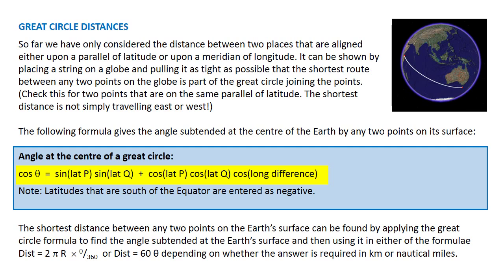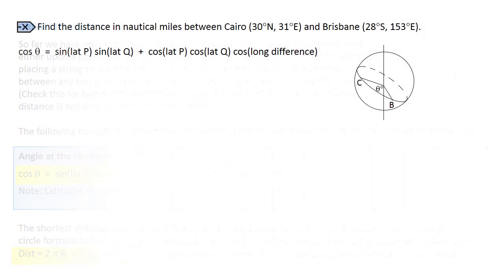The shortest distance between any two points on the Earth's surface can be found by applying the great circle formula to find the angle subtended at the Earth's centre, and then using it in either of the formulas distance equals 2 pi r times theta over 360, or distance equals 60 theta, depending on whether you want the answer in kilometres or nautical miles. The worked example shows the distance between Cairo and Brisbane.